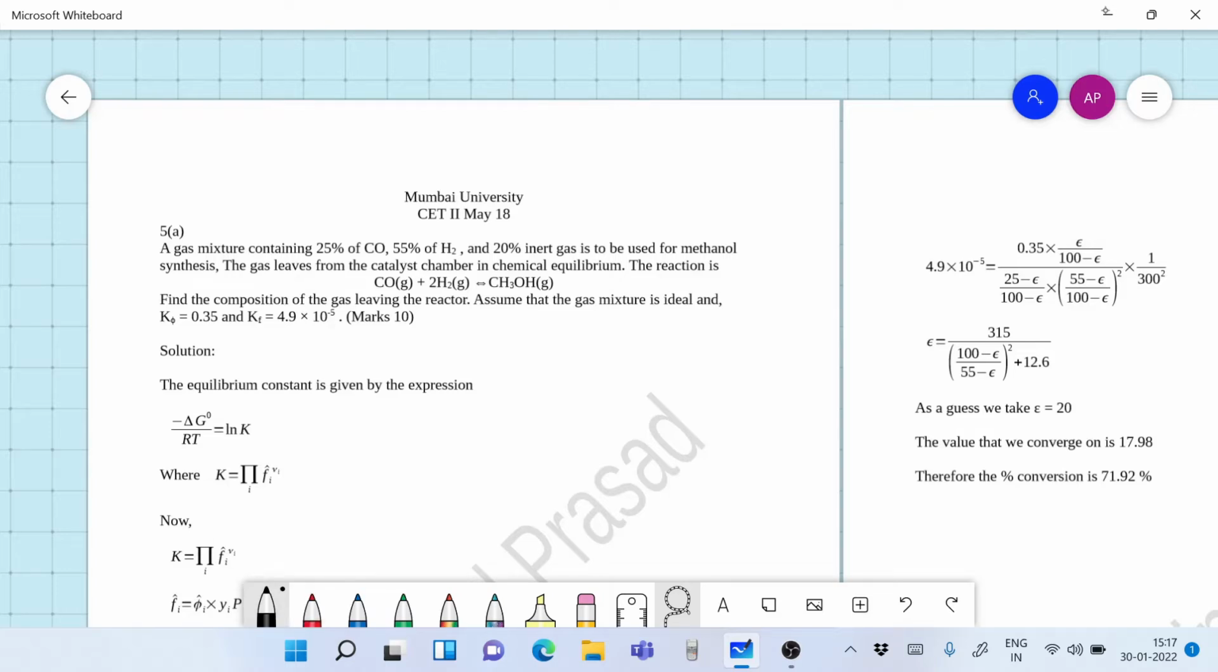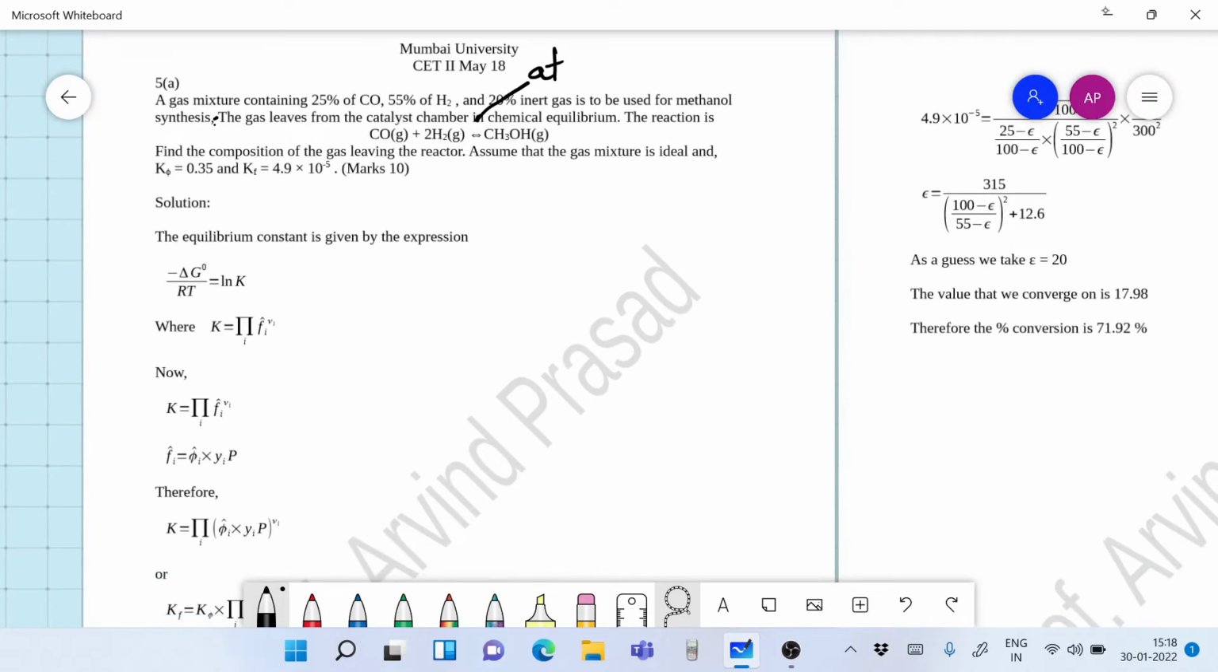So a few corrections, I normally tend to take the questions as it is, and there's a full stop here. The reaction is carbon monoxide plus 2 hydrogen gives you methanol. Find the composition of gas leaving the reactor. Assume that the gas mixture is ideal and K phi is 0.35 and Kf is 4.9 into 10 raised to minus 5. Now, the fundamentals are very important here.